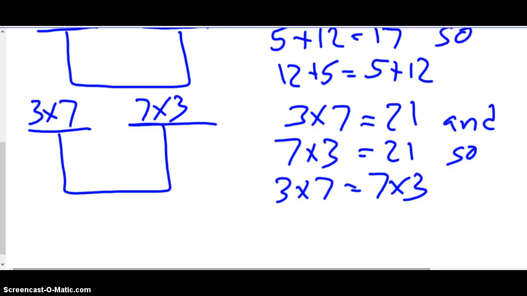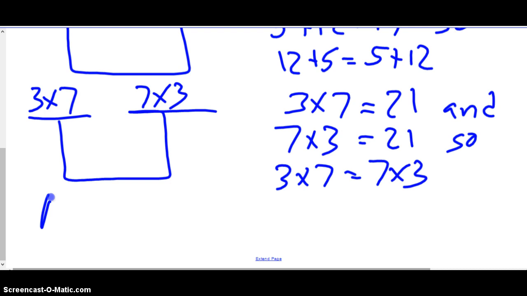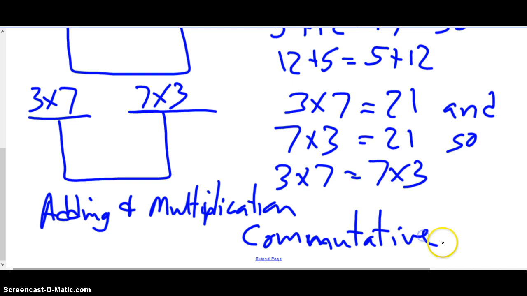Okay? What you may have noticed is if you look at the adding, the 12 plus 5 and the 5 plus 12, it didn't matter which order we went. They still got the same answer. And the multiplication, same thing. 3 times 7 is 21, 7 times 3 is 21. It doesn't matter which order we do. That means that adding and multiplication can be done either direction. Doesn't matter. You can flip-flop. It doesn't matter. You're still going to get the same answer. And it all comes down to what's called the commutative property.